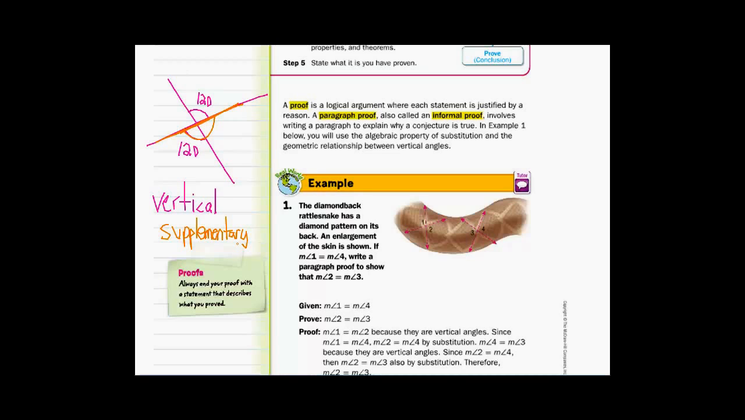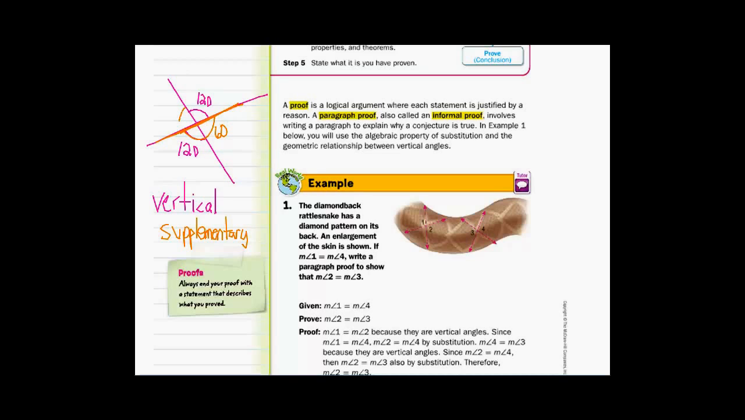180. So if I know that this is 120 degrees, then that means this angle right here has to be 60. Why is that? Because I know that these are supplementary, they form a straight line, and a straight line has 180 degrees in it. That's kind of the justification we're going to get to in these proofs.